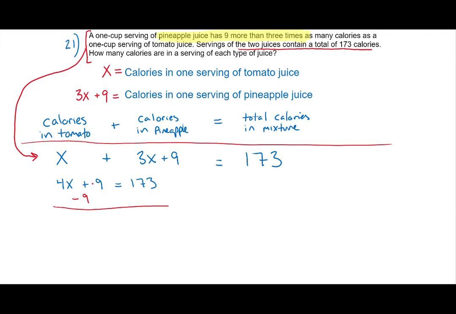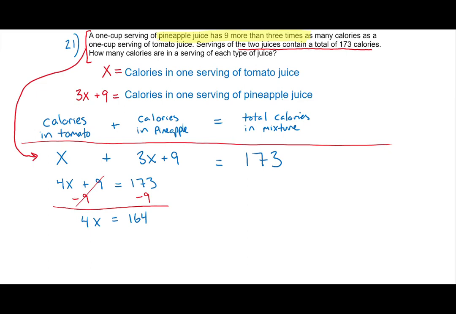from the left-hand side. The plus 9 and the minus 9 cancel. They give you 0. And we're left with only 4x. But whatever we do to one side, we have to do to the other to maintain balance. It's an equation. So if you change one side, you have to change the other side in the same way. So 173 minus 9, that will give us 164.